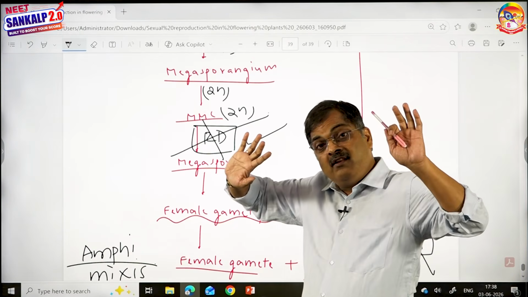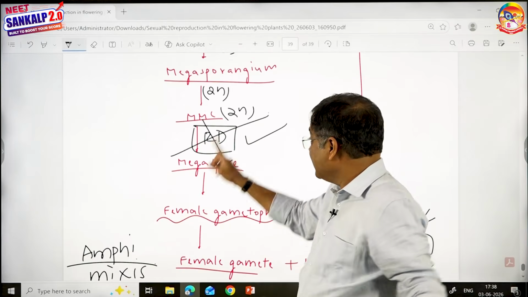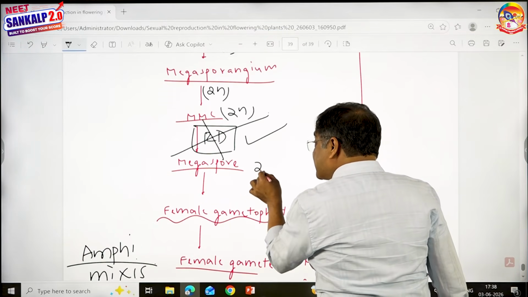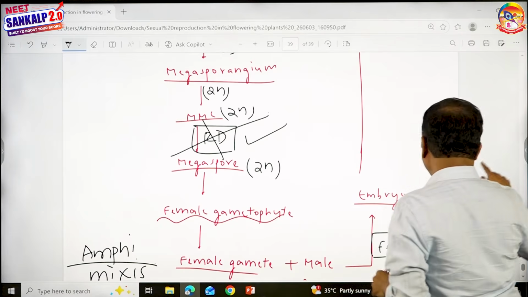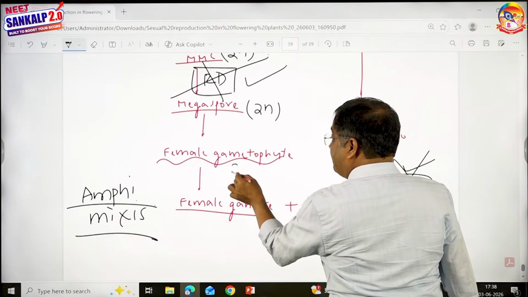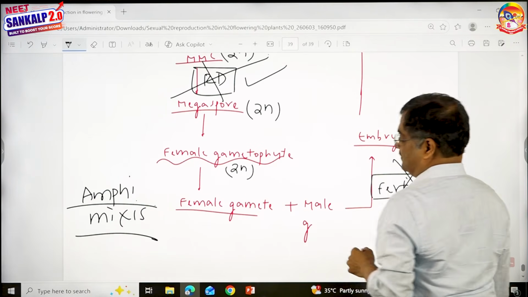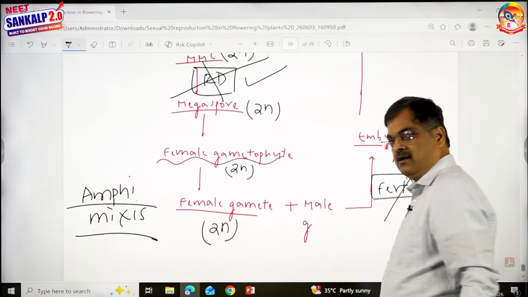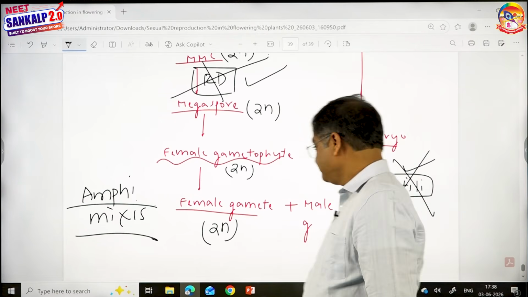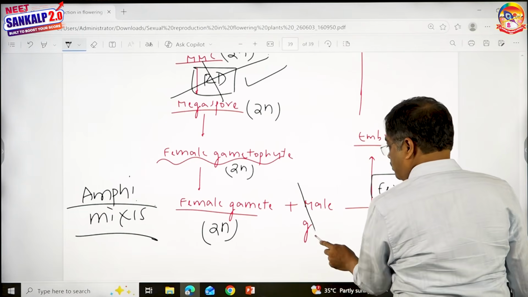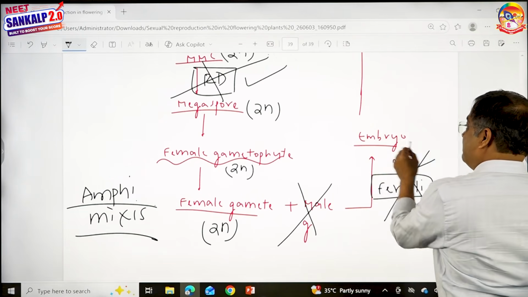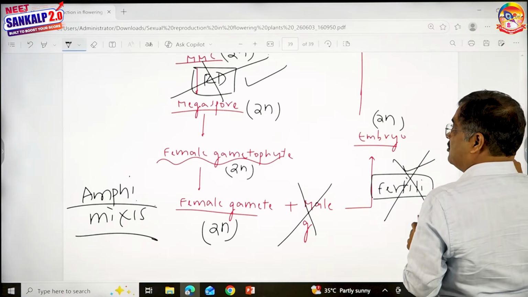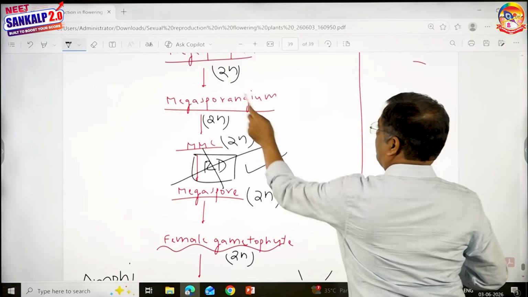So when normal amphimixis occurs... now there is no reduction division. Then interestingly, megaspore will be diploid. Female gametophyte will be diploid. Female gamete will be diploid. Are you listening? I told there is no fertilization, so no male gamete. So the embryo will be diploid. Don't say tetraploid, no male gametes. And this embryo develops into sporophyte, diploid.